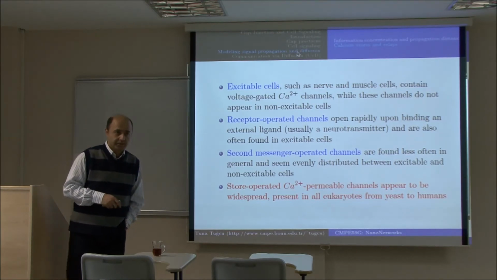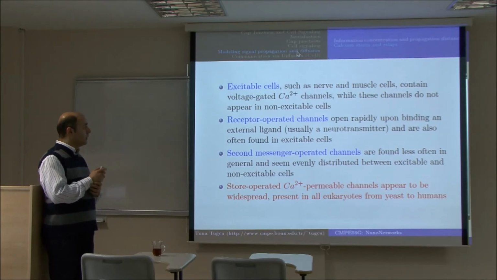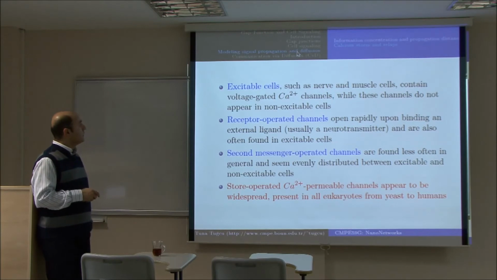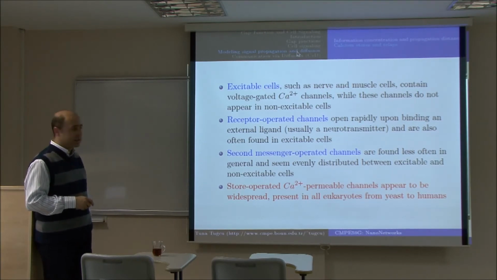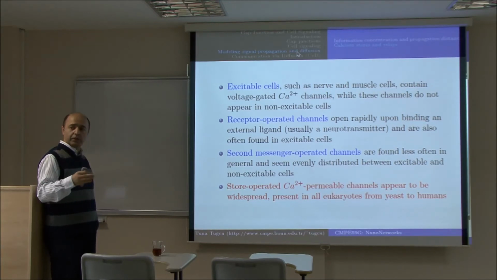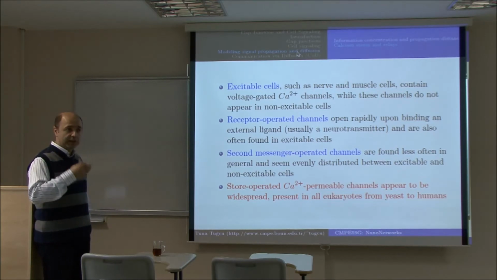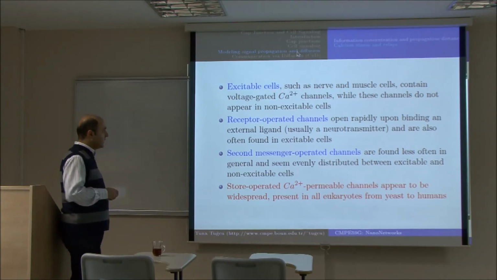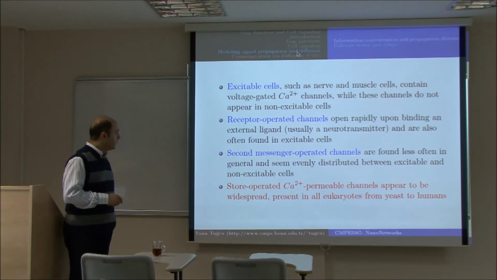Excitable cells are available in most animal organisms. For example, we see the excitable cells in the nerves and also in the muscle cells. These contain voltage-gated calcium channels, as we discussed, which means the passage of the calcium ions is controlled by the voltage or the polarity of the cell membrane. But we don't have such voltage-gated calcium channels in cells that are not excitable.